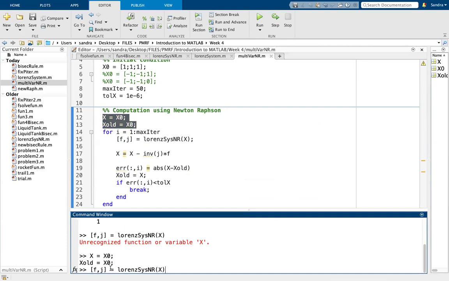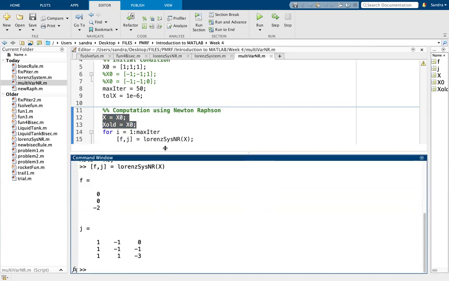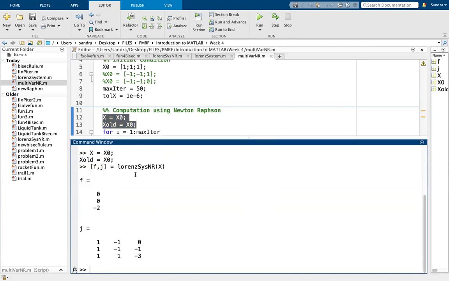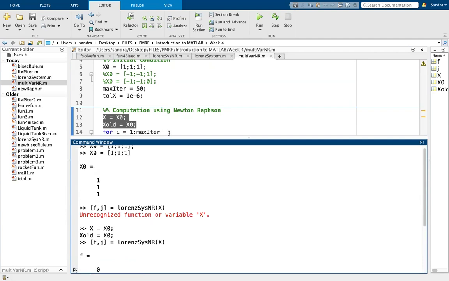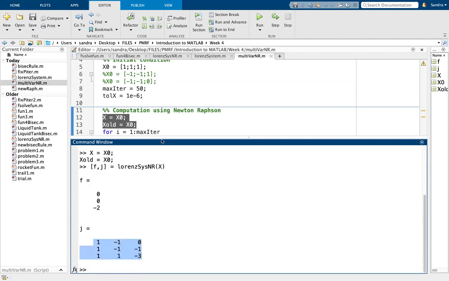Now I'll run this Lorentz function. I get it like this. For this particular value of x, that is 1, 1, 1, the f value is this, f1 is this, f2 is this, f3 is this, and this is the Jacobian matrix. When I substitute values 1, 1, 1 for x, y, z, this is what I get.